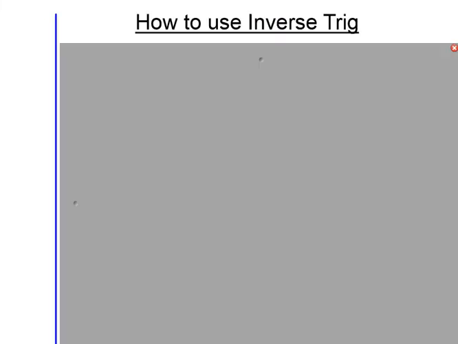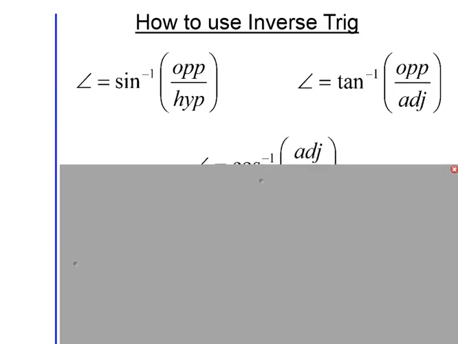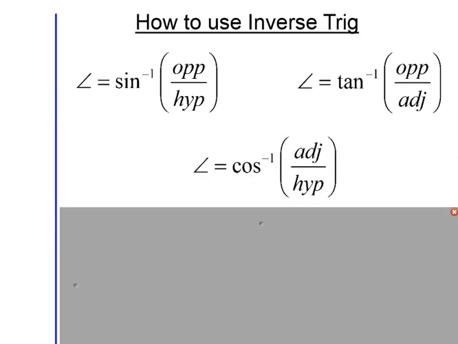So this is what begins our talk about inverse trig. How do you use inverse trig? This is what inverse trig looks like. It is a way of finding angles. An angle can be equal to sine inverse of opposite over hypotenuse. Notice that we have a couple new things. There's this little negative one here, which means inverse. And also, instead of putting the angle next to the sine, we're putting the sides next to the sine.